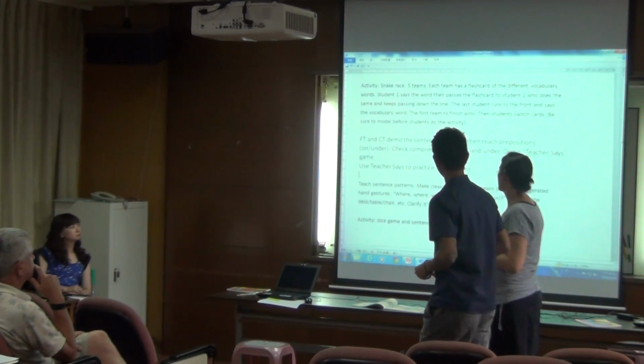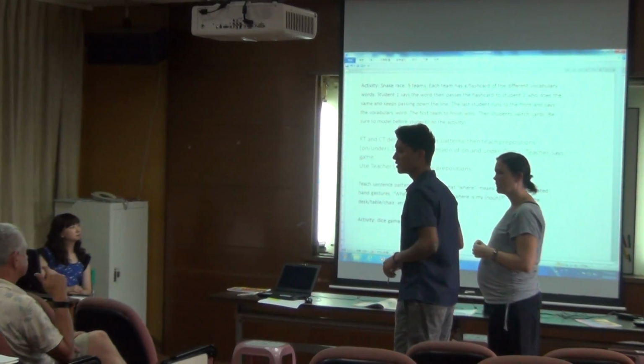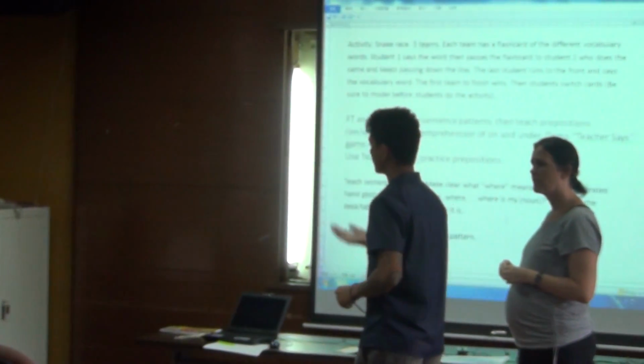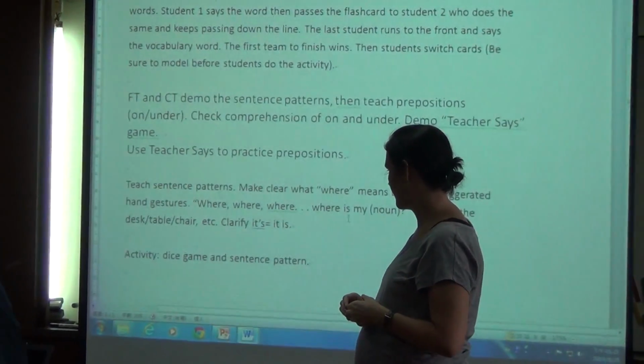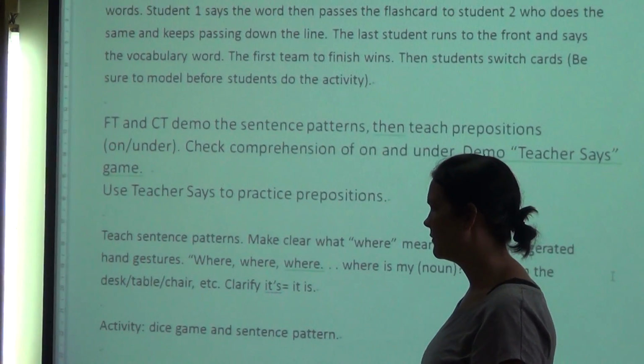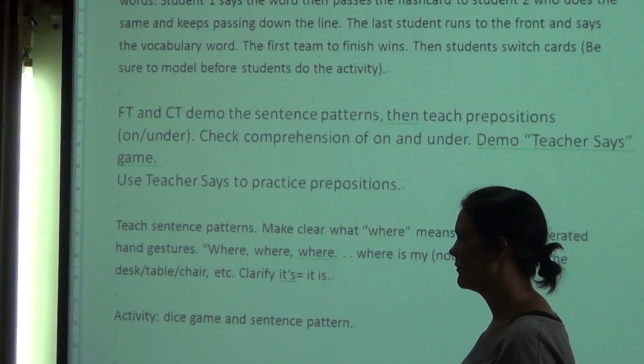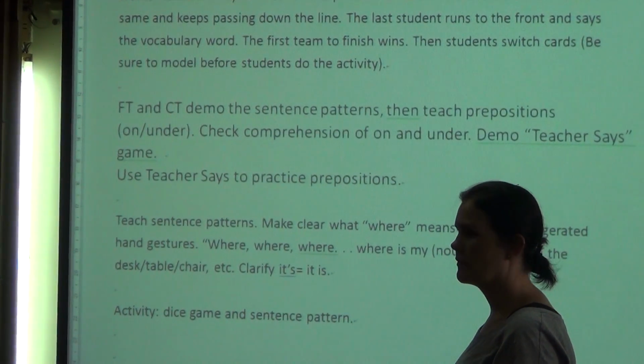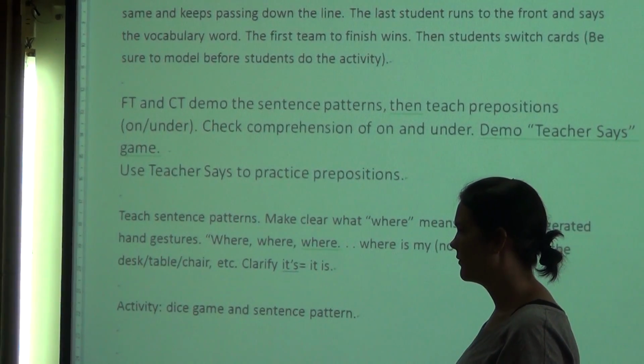What we're going to do with the comprehension check is, we'll have everyone stand up and say, teacher says, put your pen on your desk. Put your pen on your head. Teacher didn't say, so you have to sit down, and then you just keep going until there's just a handful of students left.